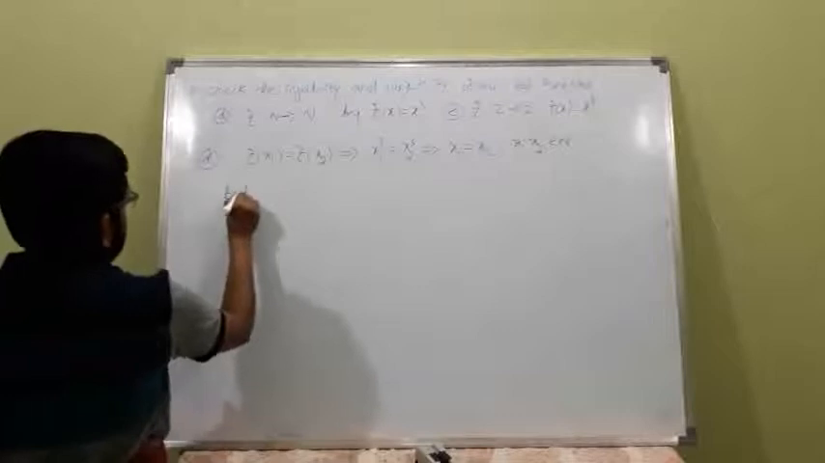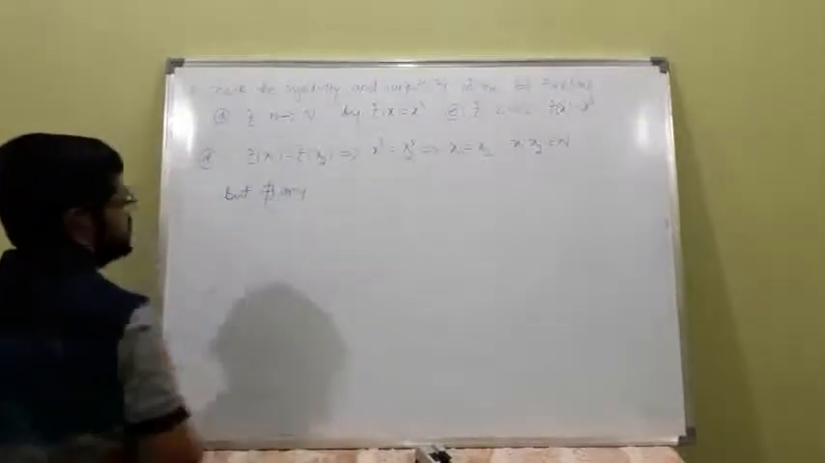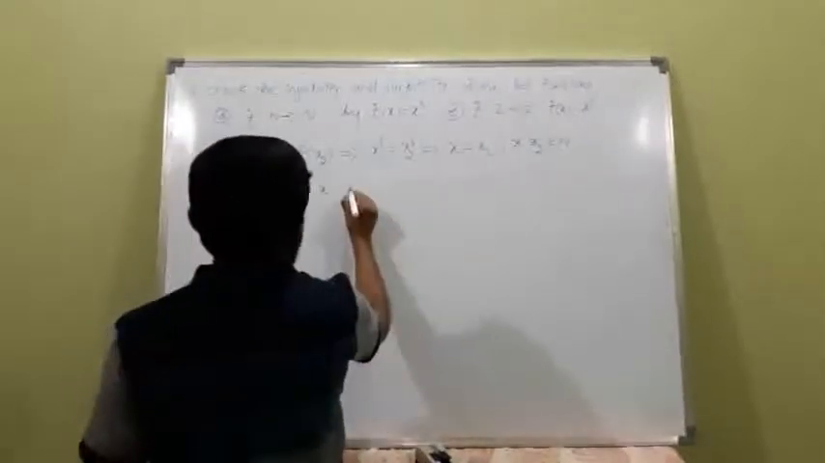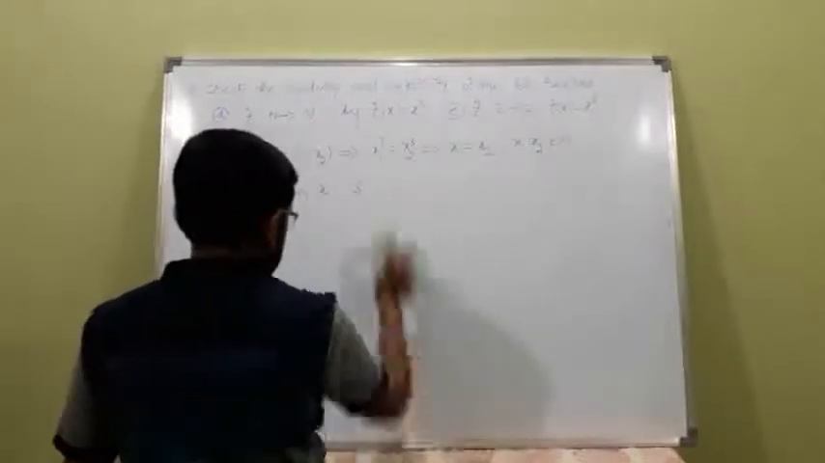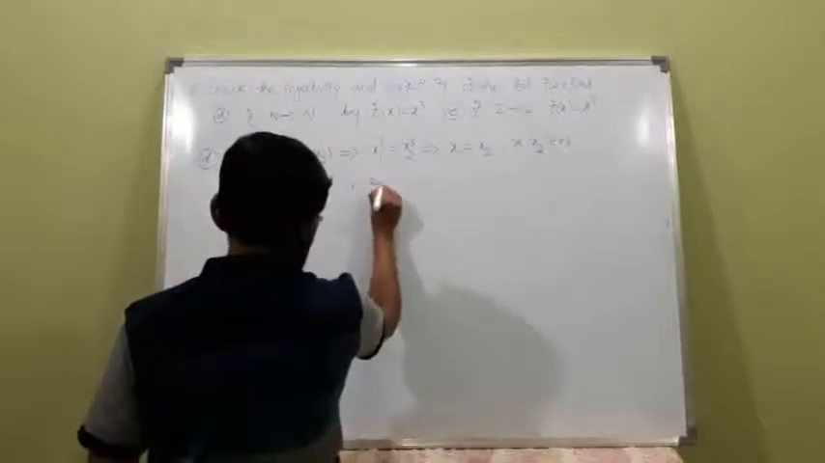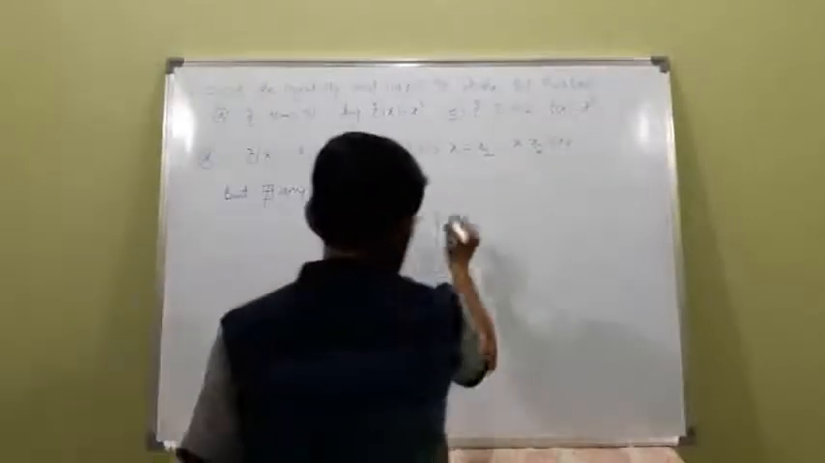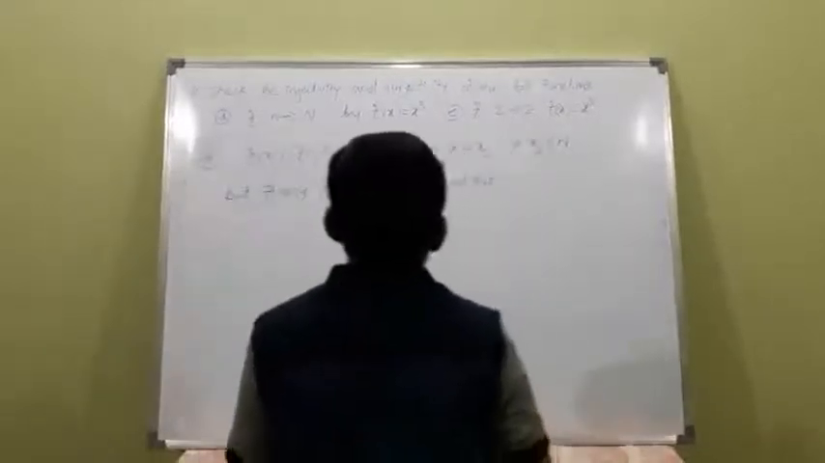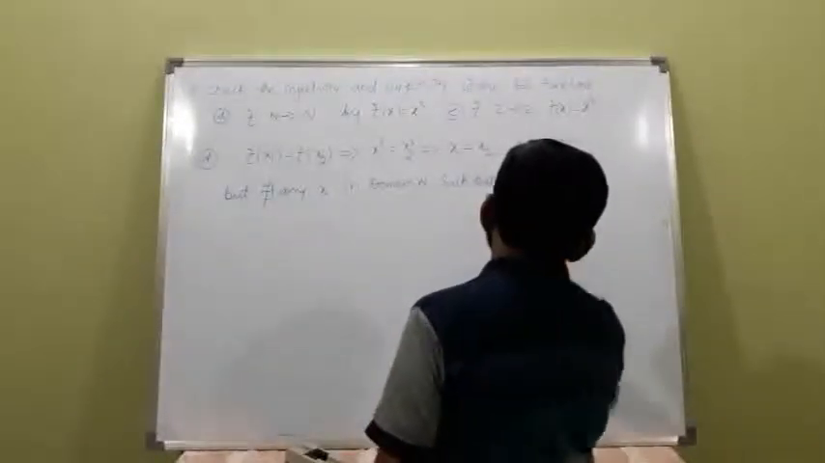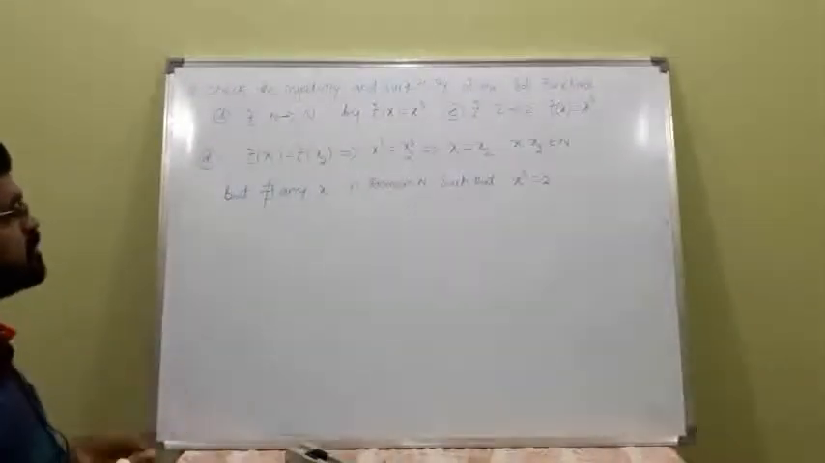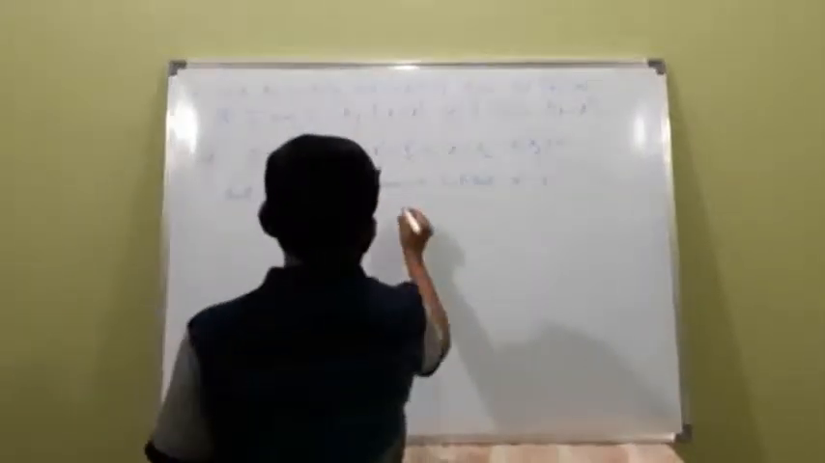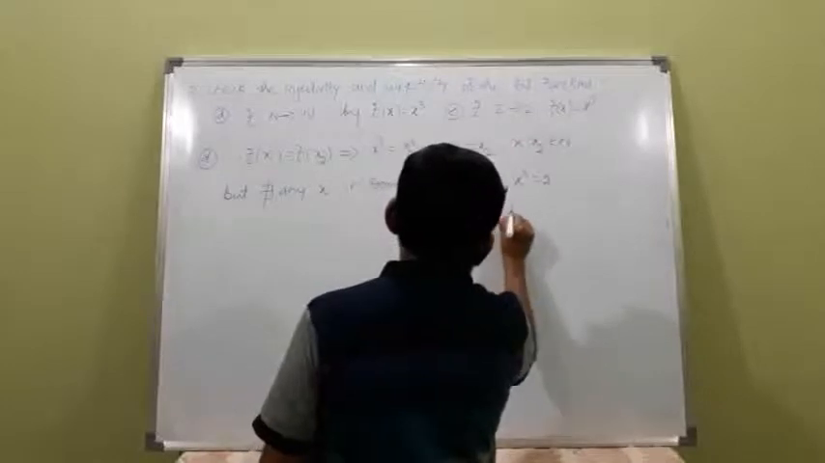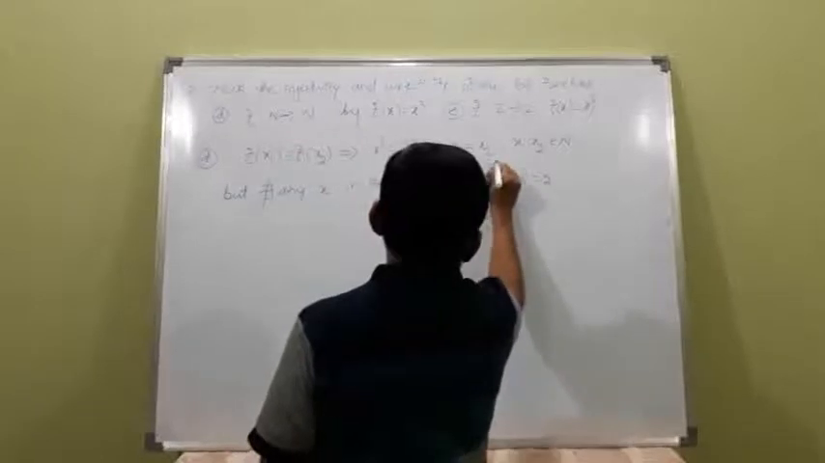But there does not exist any x in domain N such that x cube is equal to 2 or x cube is equal to 4 or x cube is equal to 1, etc. Therefore, f is not onto. Here f is 1 to 1.